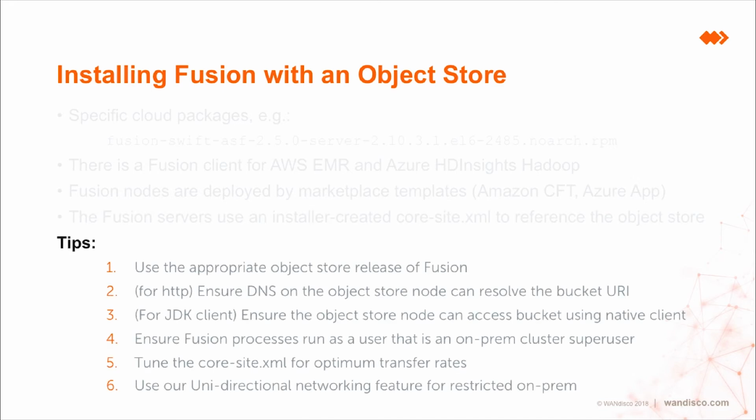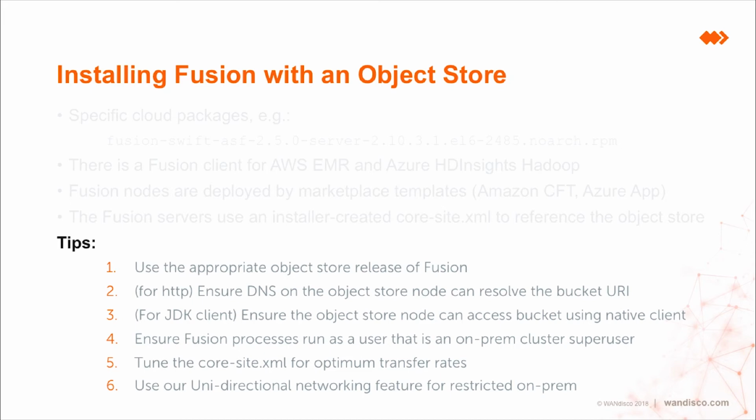Some tips regarding installing Fusion with an object store. Make sure you use the appropriate object store release of Fusion. Ensure that the DNS on the object node can resolve the bucket URI. That's very important. And the next one is maybe even more important. Ensure that the object store node can access the bucket using the native client. In an AWS example for S3, you would want to install the S3 API on your node and ensure that you can do an S3 API command to access that object store, like a simple put object, list object, to make sure that you have no issues connecting with that object store.